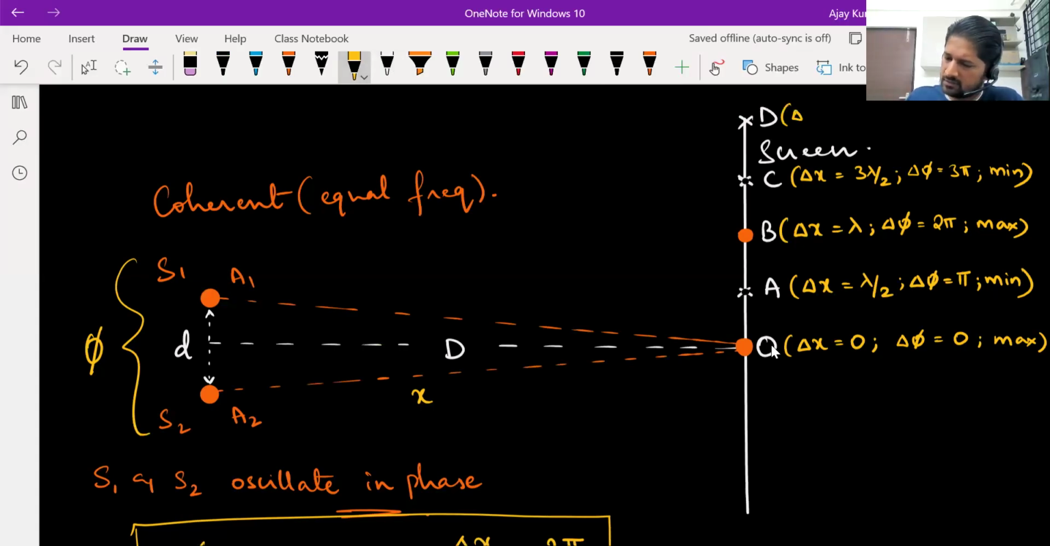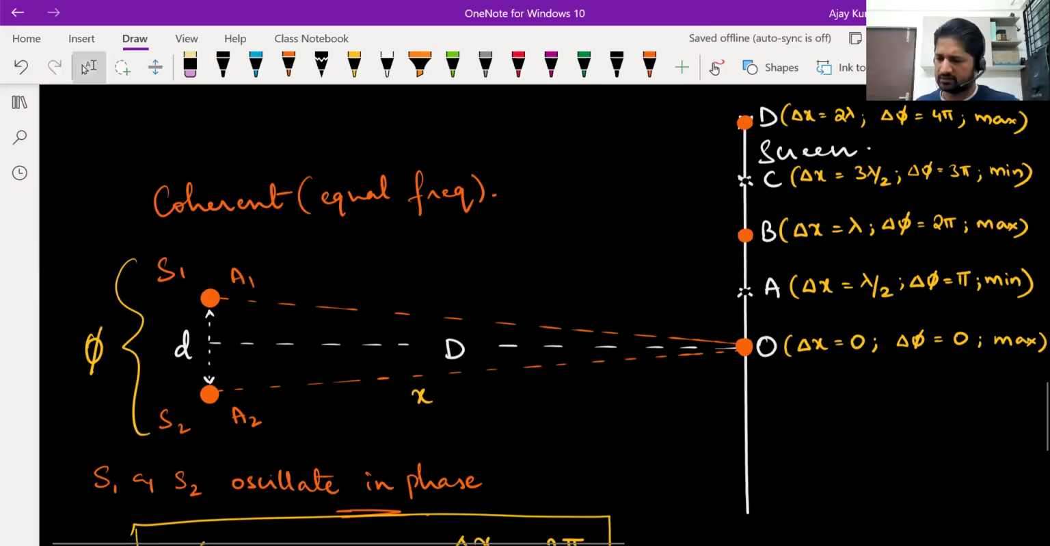Again, after C, you keep moving away on the screen to the point D, where the path difference is 2 wavelengths. If path difference is 2 wavelengths, phase difference will be 4 pi. Even multiple of pi, you will get a maximum. You will again see a bright spot. So as you keep going away, the path difference keeps increasing and you will see a series of spots like this.